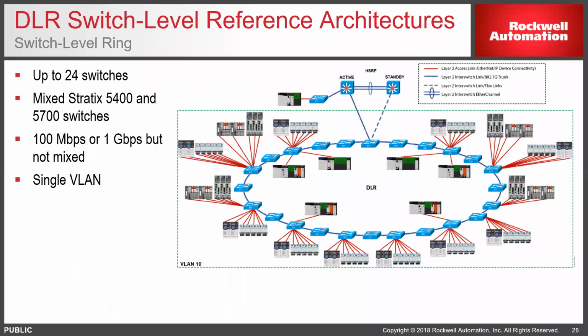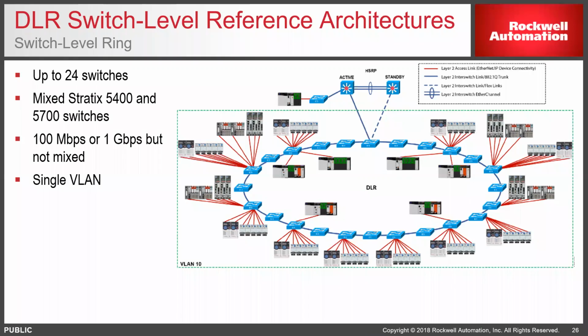So as I was saying, we can do up to 24 switches, and within there we can have a mixture of Stratix 5400s and 5700s. And the one main thing to keep in mind is you do not want to mix and match 100 meg and gig speeds. So can you do it? Yes. Should you do it? Definitely not.